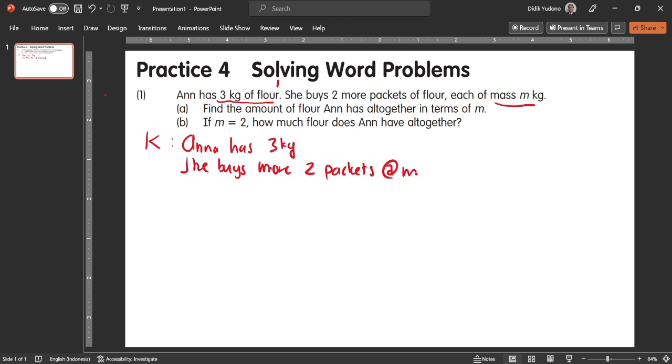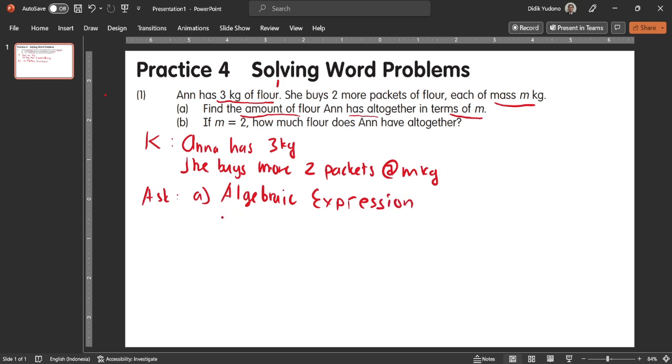each m kilogram. Okay, so what is asked? A is: find the amount of flour Anna has altogether in terms of m. So whenever you are asked to find the amount, to find the numbers in terms of m, it means an algebraic expression. The answer will include the letters.